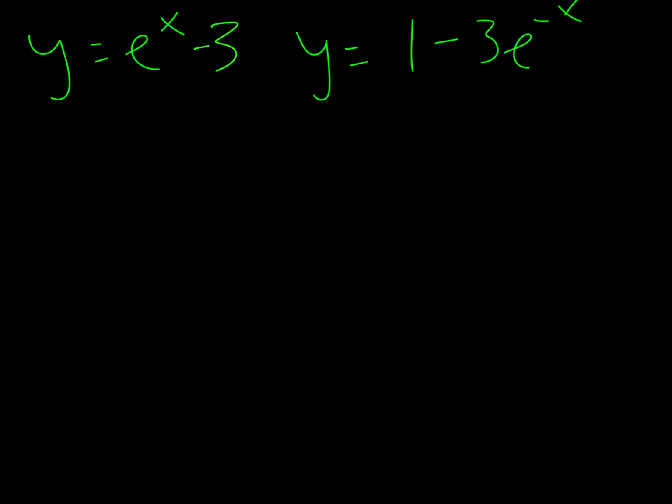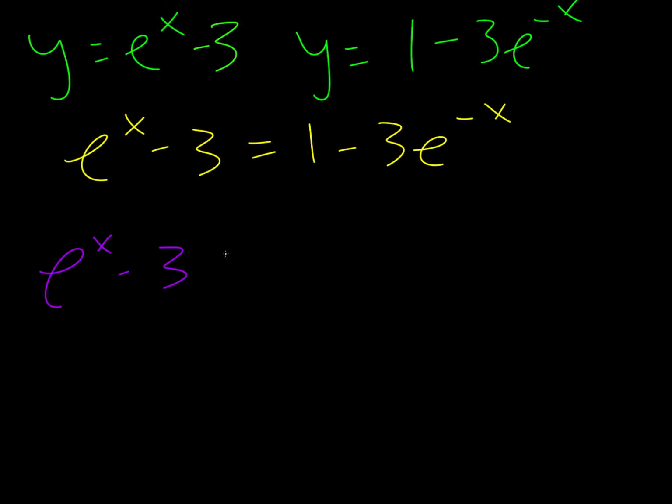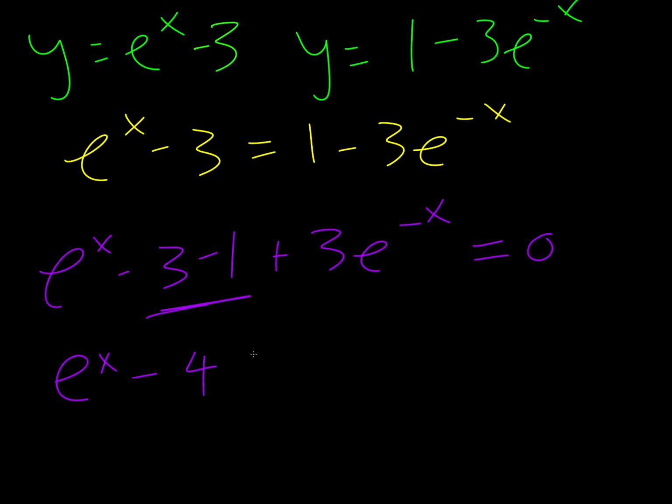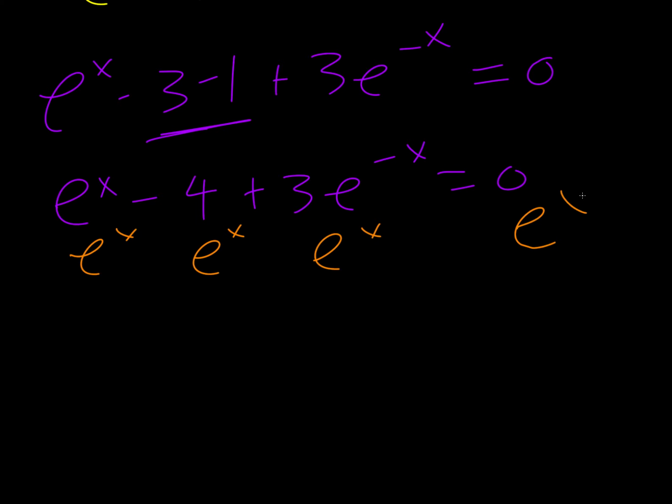So we set these equal to each other. So e to the x minus 3 equals 1 minus 3e to the negative x. Get everything onto one side. E to the x minus 3 minus 1 plus 3e to the negative x equals 0. Combine those like terms. E to the x minus 4 plus 3e to the negative x is equal to 0. And we multiply everything by e to the x, including this side.